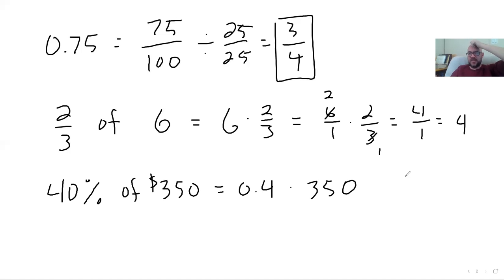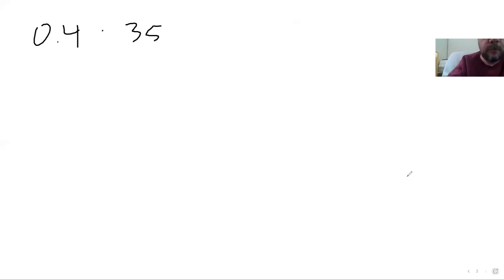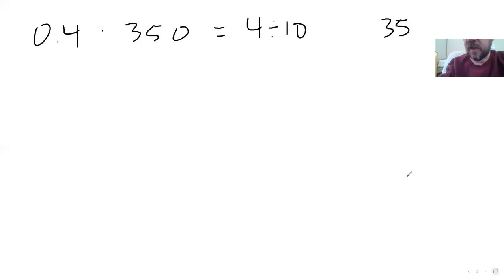Now, you might say, well, that sounds very suspicious, Jeff. Why can't you just do that? It's because I'm multiplying by 10 and dividing by 10. So let me show you what that looks like. If I have 0.4 times 350, 0.4 is the same thing as 4 divided by 10, and 350 is 35 times 10. So divided by 10 and times 10 cancel each other out. And so I get 4 times 35, which I can do in my head. 4 times 30 is 120. 4 times 5 is 20. So 120 plus 20 is 140.